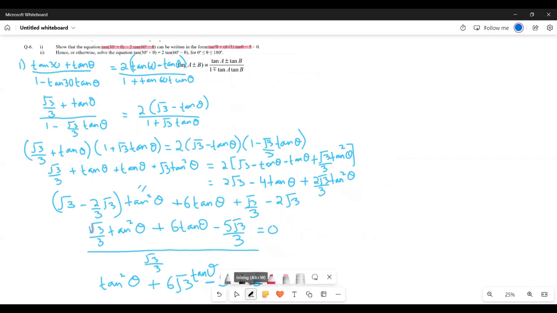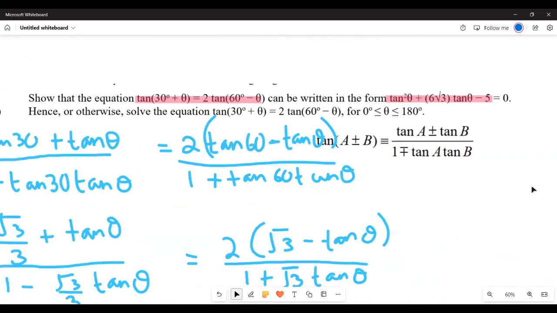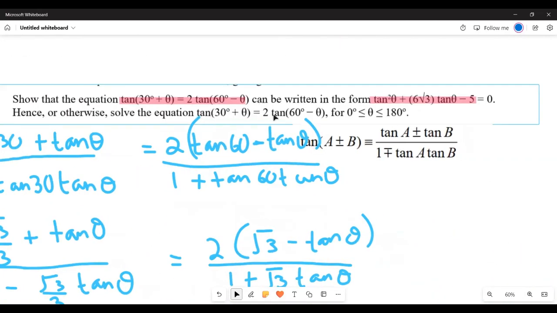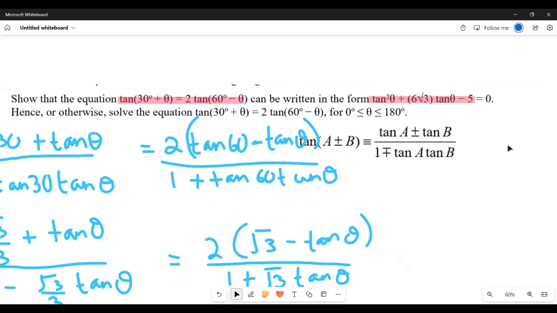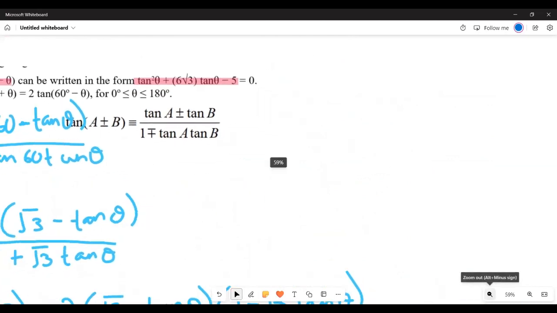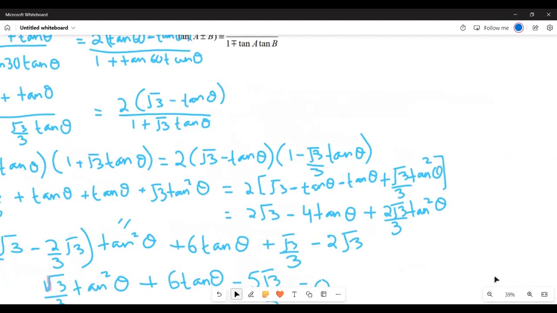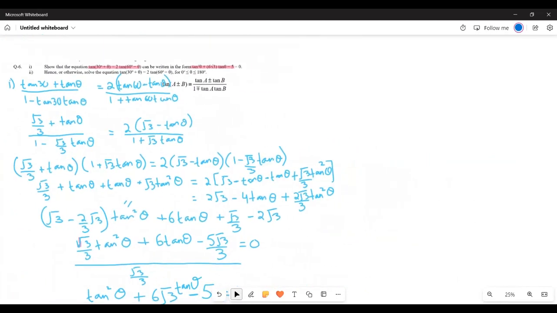Okay. Part 2. Hence or otherwise, solve this equation. Now we're being asked to solve this equation and it says hence before that. So that means instead of using this tan term, we're going to use this hidden quadratic equation. So for part 2, we're going to now solve the hidden quadratic equation. Let's do that here.